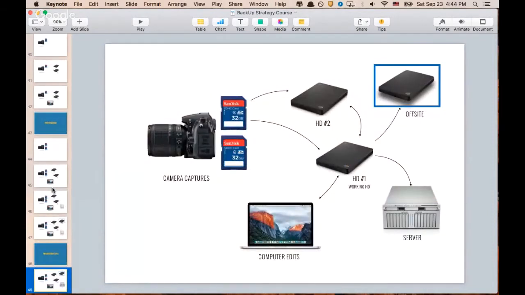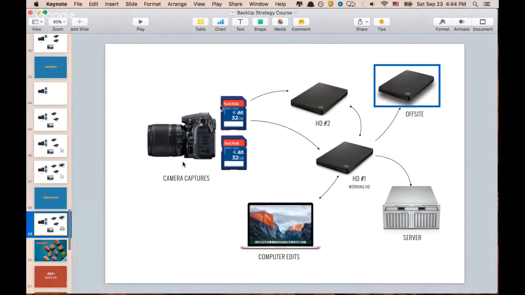The overall backup plan is the same. You still do what we just talked about. You still have two cards. You still have your external hard drives. You have a computer that edits everything. You have one offsite drive.